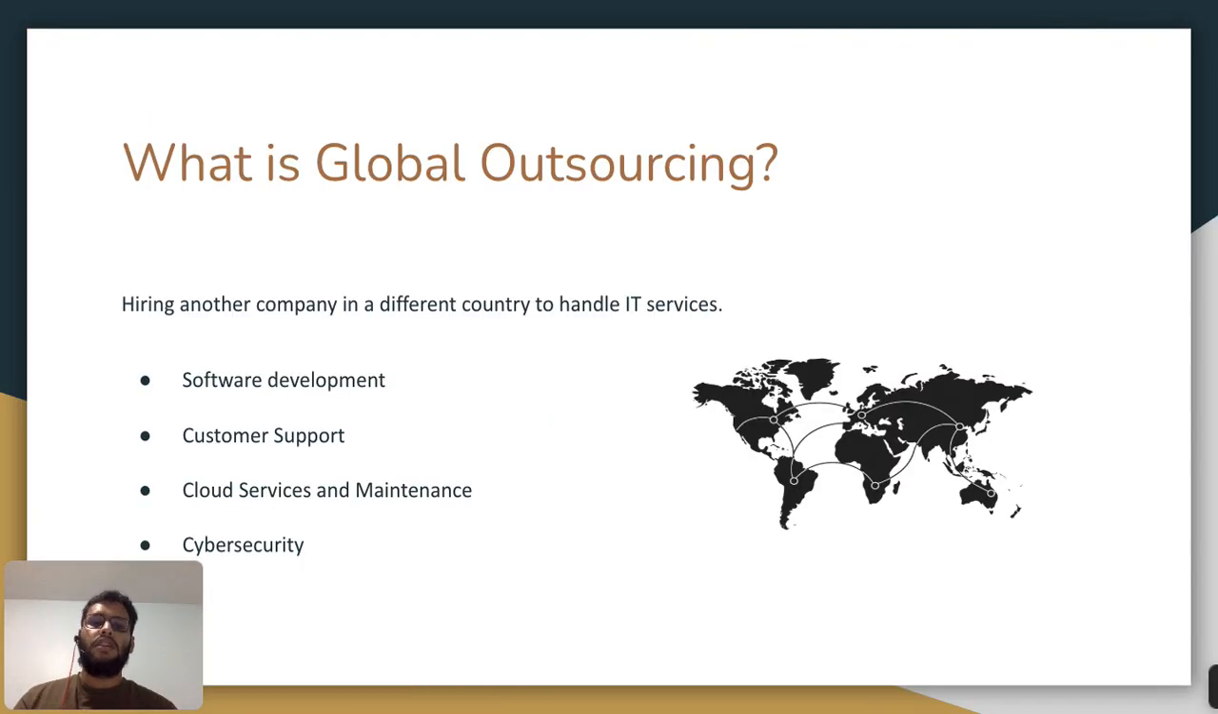Before we start, first of all, what exactly is global outsourcing? I have highlighted a few key points. So, in simple terms, it is when a company based in one country hires another company in a different country to perform its information technology related services and functions. Think of it that way.